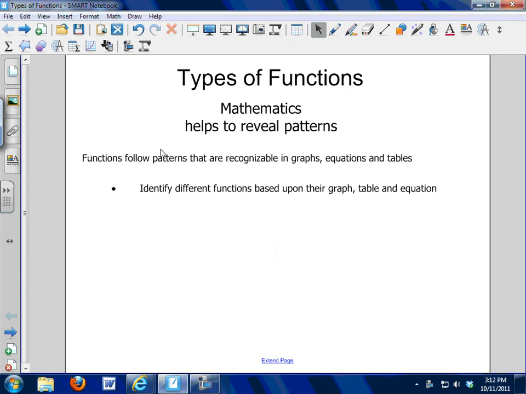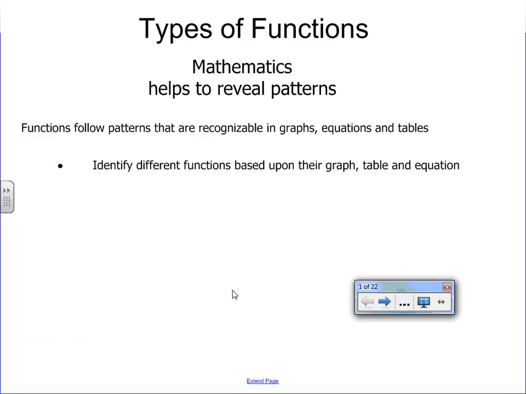Okay, well, here we are. So the new video for you today is called Types of Functions. And there are some major things from our KUDs that relate to this video.